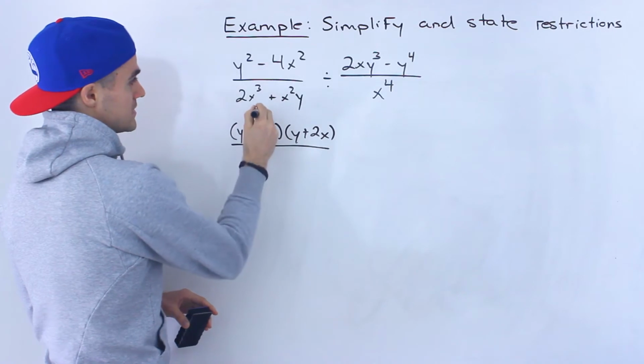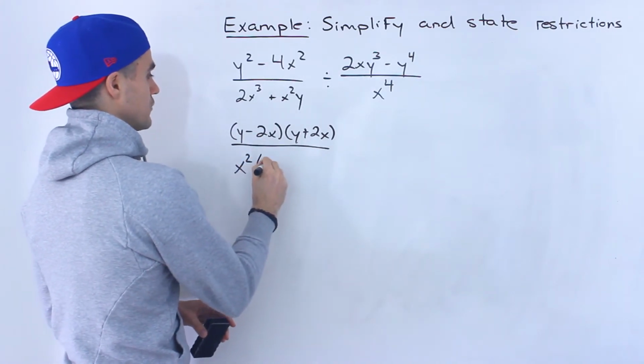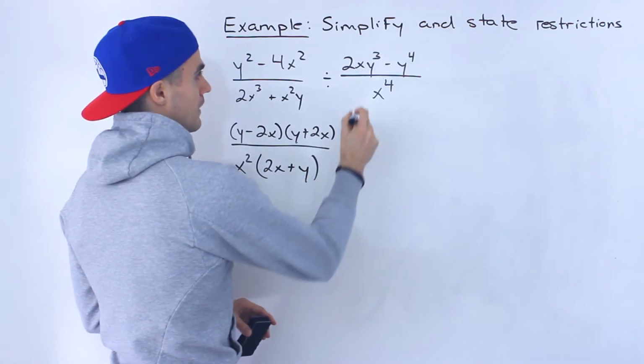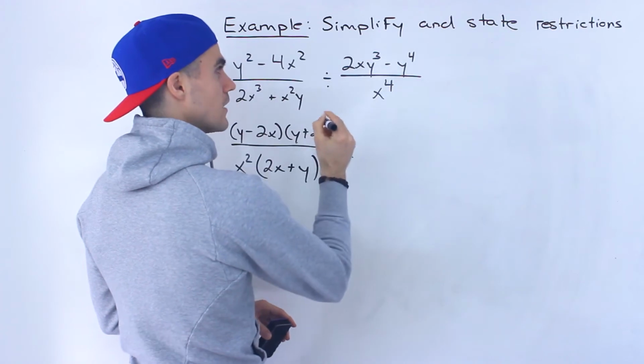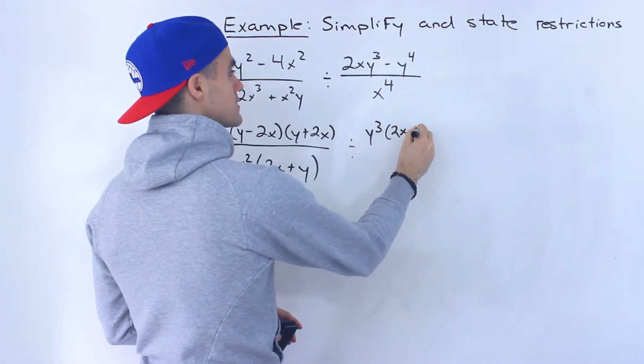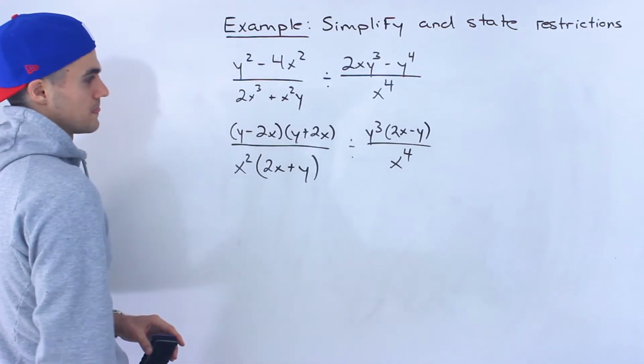Notice in this denominator, we could take out an x squared, so we'd be left with 2x plus y, like that. And then we're going to divide here. Notice here we could take out a y to the 3, so we'd be left with 2x minus y. And this is going to be all over x to the 4, like that.